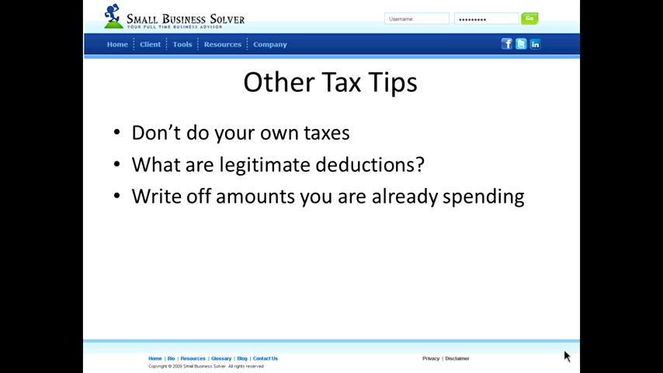Some of the best deductions are ones that you are already spending anyway. Common examples are office and home expenses, car expenses, or travel. Next slide.